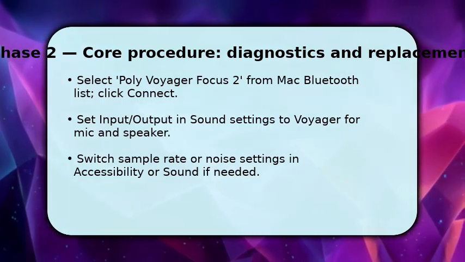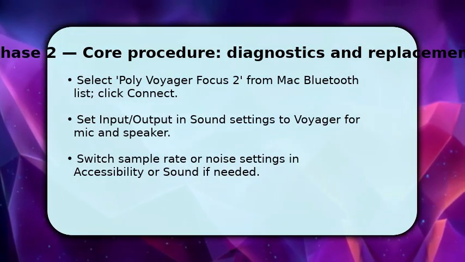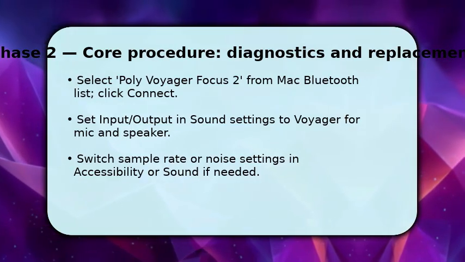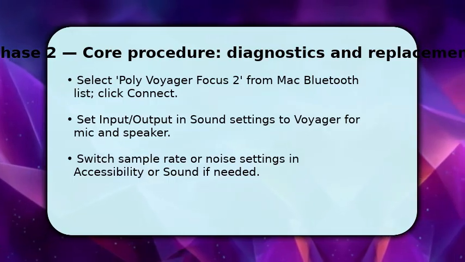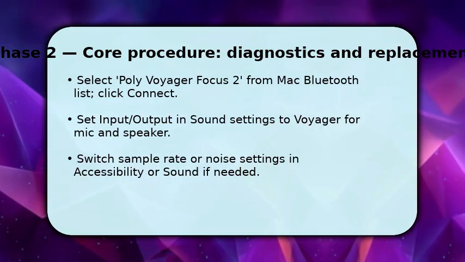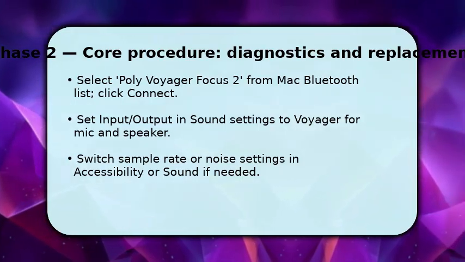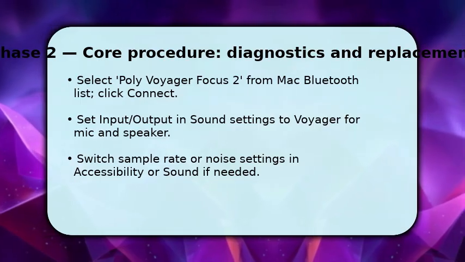Once connected, open Sound Settings and set both output and input to the Voyager so your mic and speakers route correctly. If call apps still use the wrong device, change the audio device inside the app. Also, adjust any sample rate or noise controls in sound or accessibility to optimize clarity.